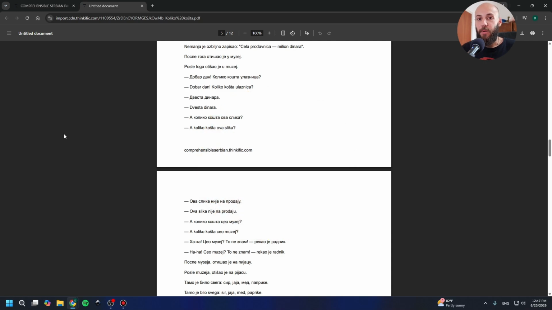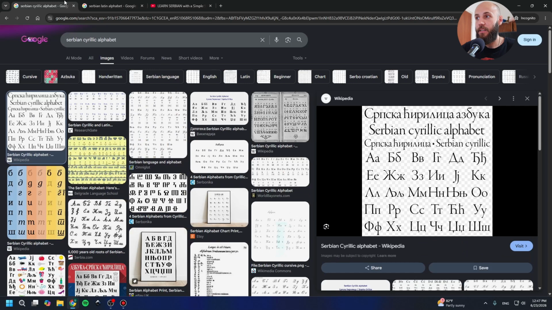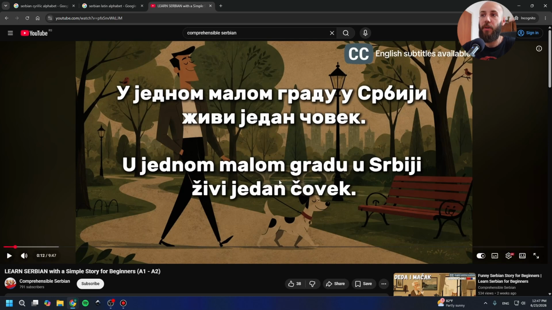So yeah, that's about it. Learn the alphabets, learn both, that's my recommendation, and then use simple stories to practice your reading, and at the same time, you'll be getting in some very valuable input that is gonna take your Serbian slowly but surely to the next level. So that's how I would go about it.